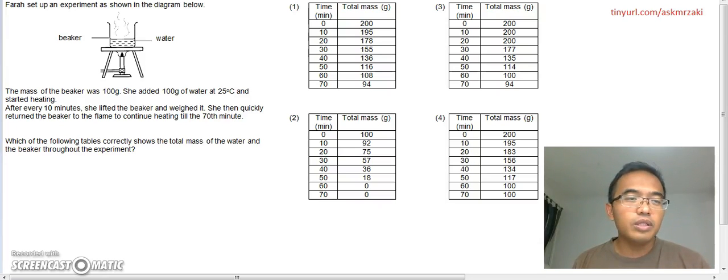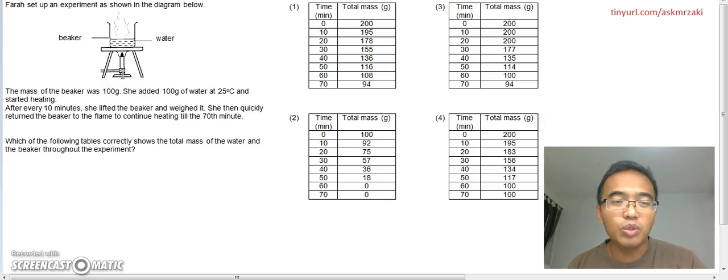Okay, next question. Farah set up an experiment as shown in the diagram below. There's a beaker, there's water in the beaker, and then there's a Bunsen burner. This is called a Bunsen burner, in case you don't know this already. Okay, which is heating up the beaker with the water.